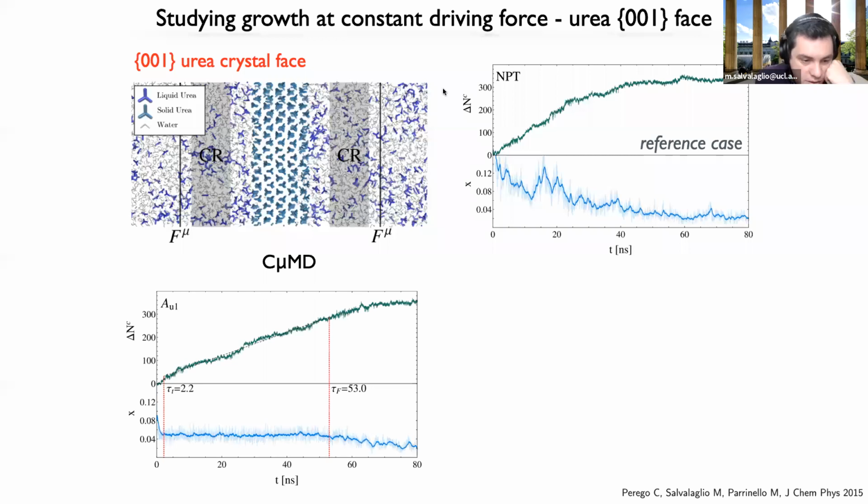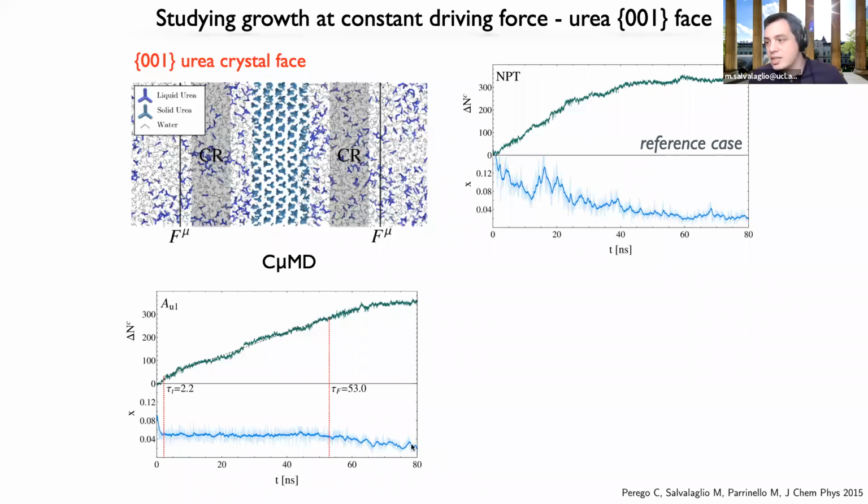So in this case, you see similar plots in which we are looking at the growth of the crystalline phase against the molar fraction in the control region. And you see that the molar fraction in the control region, after an initial equilibration, is maintained constant for a long period of time until it starts to decay. Now, this decay period is associated with the complete depletion of the reservoir.